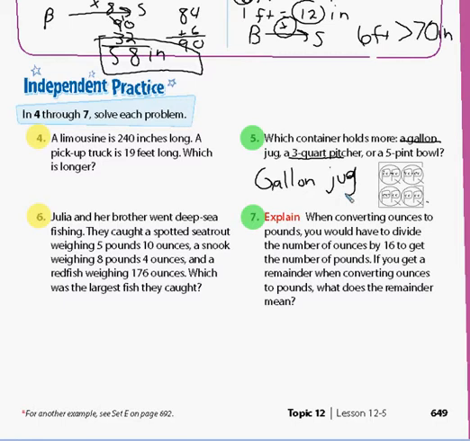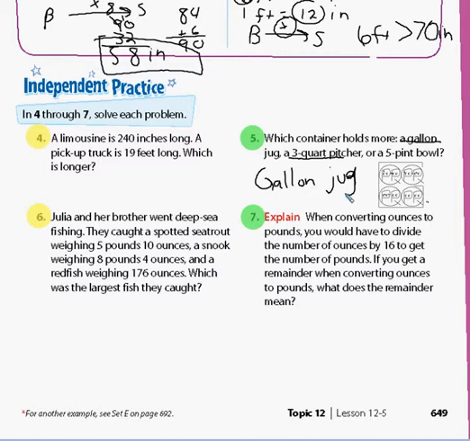Gallon jug's the largest. Question 7. Okay, when converting ounces to pounds, you would have to divide the number of ounces by 16 to get the number of pounds. If you get a remainder when converting the ounces to pounds, what does the remainder mean? And we'll go ahead and work out a problem where we're converting ounces to pounds, and you can kind of see what's going to happen with that.